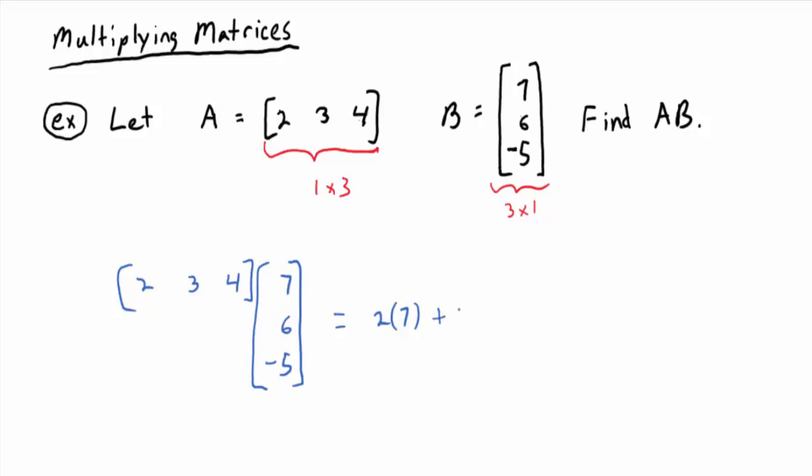If we write everything out, since it's the first example. So 2 times first entry, add that to second entry times second entry, 3 times 6, add that to what? There you go, third entry times third entry. And so this is the step you need to show me, the actual product individually. 14 plus 18 plus negative 20, so minus 20.